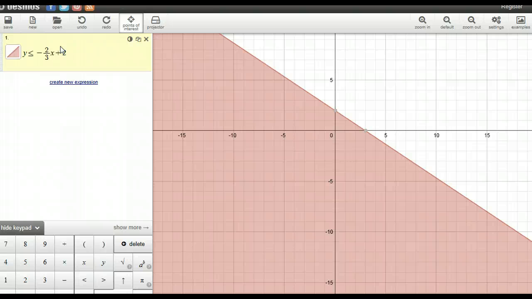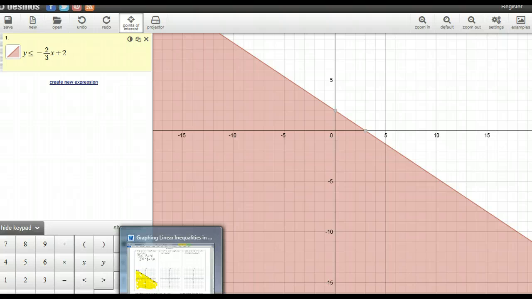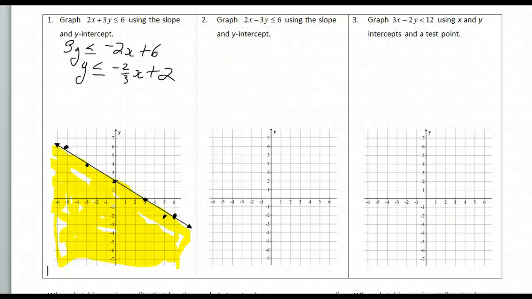And you notice how we have the line. We've shaded the region below. We have a couple of points on the line. We also could have graphed this with intercepts. And this graph should resemble the graph that we have over here.